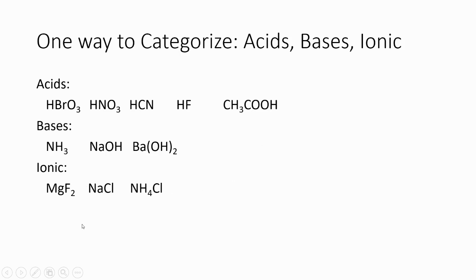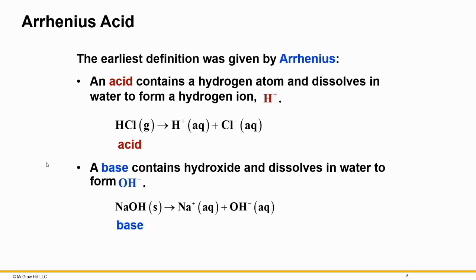Okay, and then these are just some ionic compounds we have. Mg 2 plus, F minus, NH4 plus, Cl minus. So we just have to recognize those as ionic compounds.